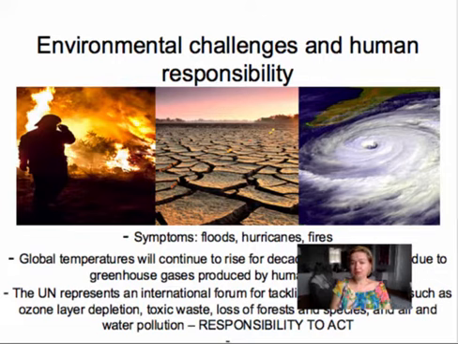And the UN is an intergovernmental organization, an international organization, but it's also an international forum for tackling global problems such as climate change and ozone layer depletion, toxic waste, loss of forests and species, air and water pollution. So this forum that's put together by the UN, United Nations, has grown out of the responsibility for the common good and the future generations.